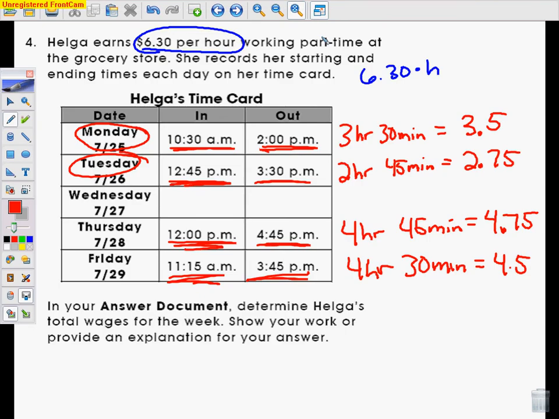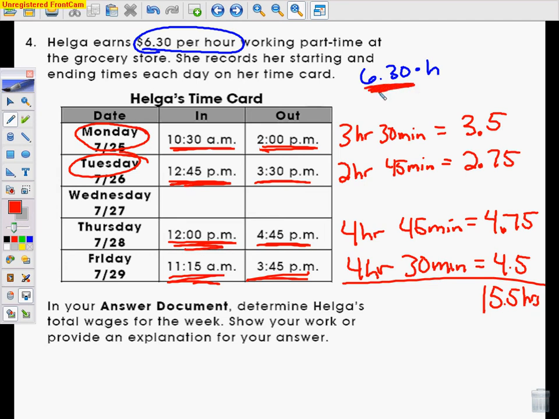All right. So now let's go ahead and add up our time. You really want to add up the decimal times, okay? Because those are the ones that are going to give you the most accurate answer. So if you add up 3.5 plus 2.75 plus 5.75 plus 4.5, we get a total of 15.5 hours.